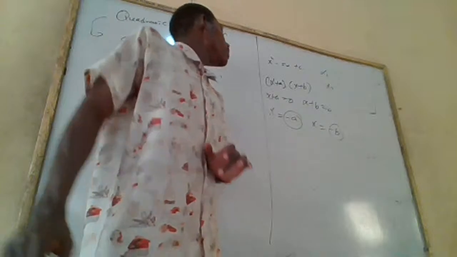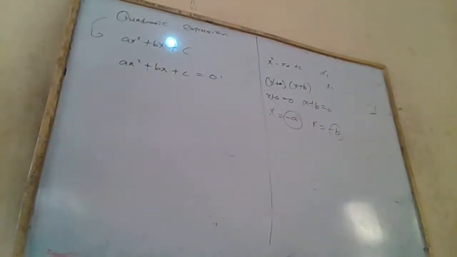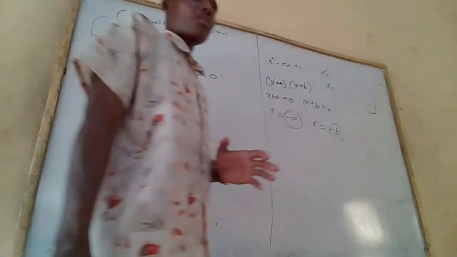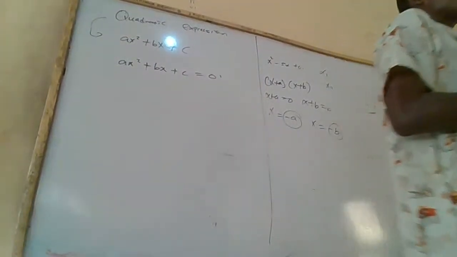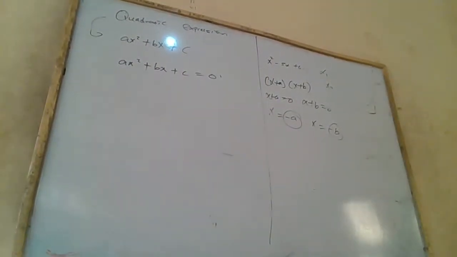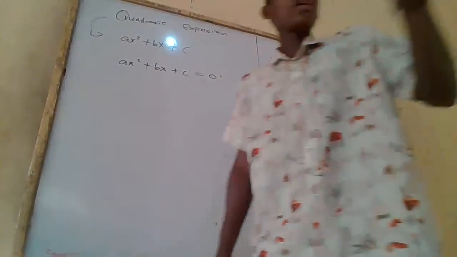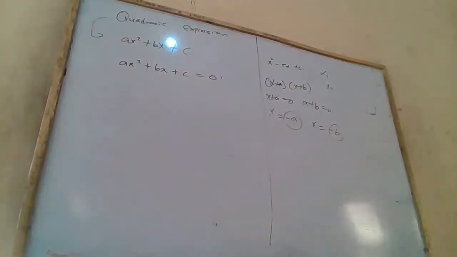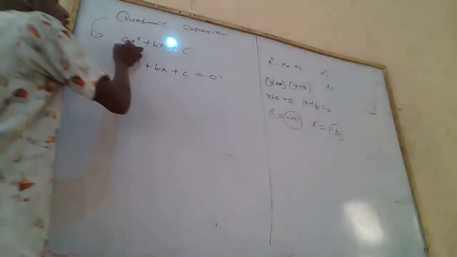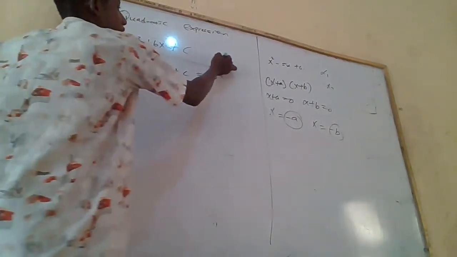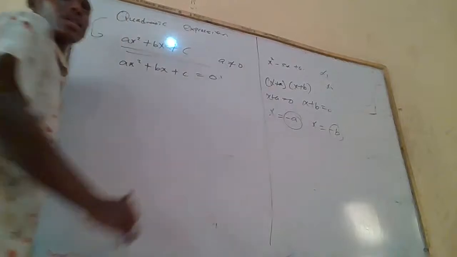Now, listen very carefully. Your quadratic equation is just an expression, an expression in which the highest power of the variable is 2. I said a quadratic equation is any equation or expression in which the highest power of the unknown or of the variable is 2. It simply means that for this to be a quadratic equation, a must never be equal to 0.